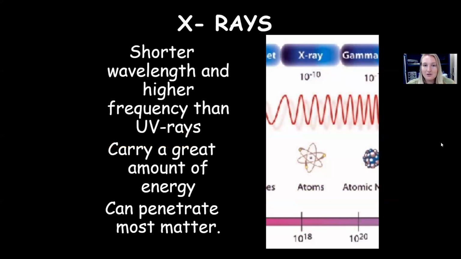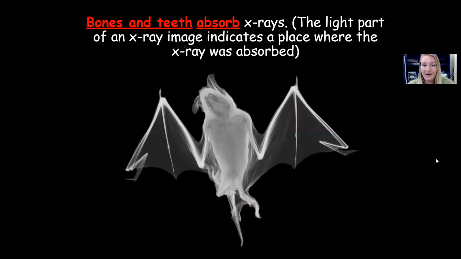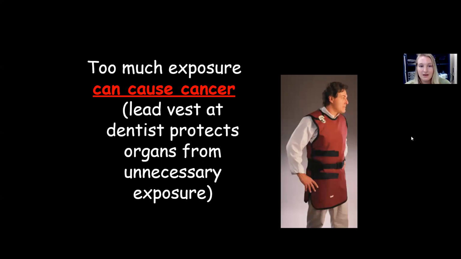So moving on up to X-rays. Those are even shorter and higher frequency. They have a huge amount of energy and can go through almost everything because their wavelengths are so small. X-rays are obviously used for X-rays. How X-rays work is our bones and our teeth actually absorb X-rays. That's why when we see an X-ray image, our bones and teeth appear white and the other areas appear black, because they're absorbing that X-ray. And too much can cause cancer because, again, we're up in that area where we have so much energy that if we're not careful, they can do some damage.